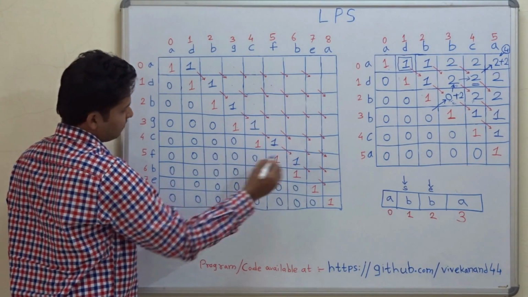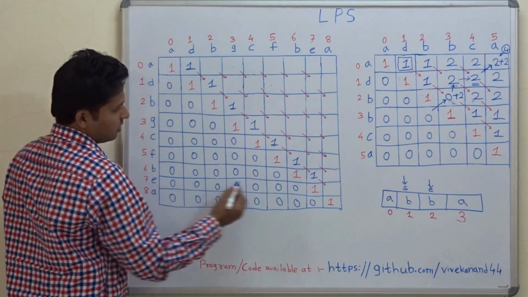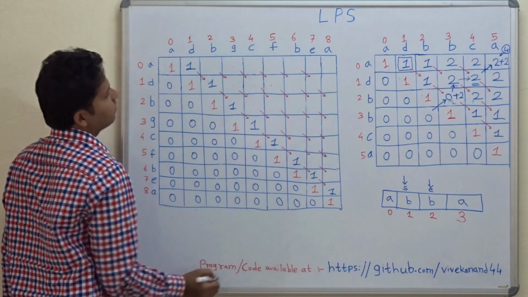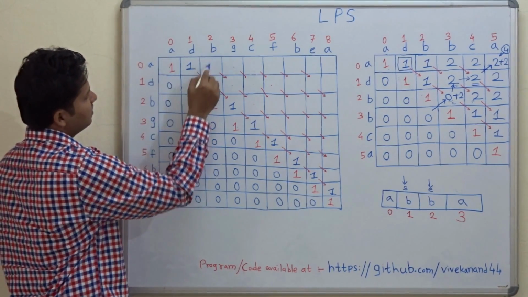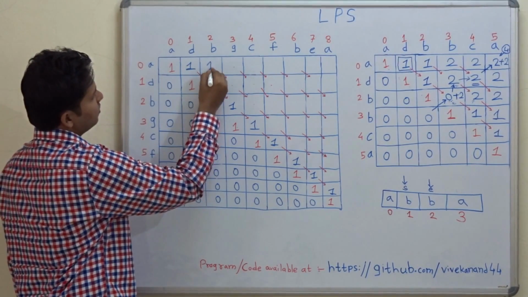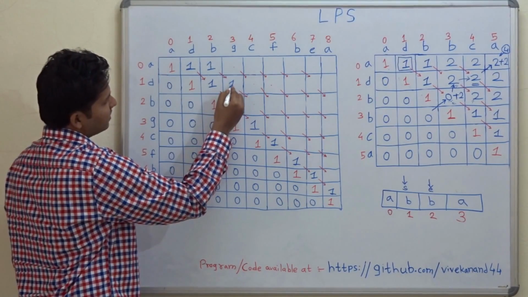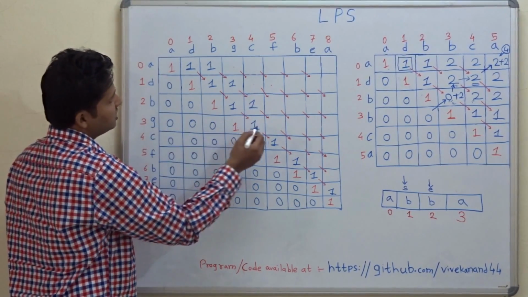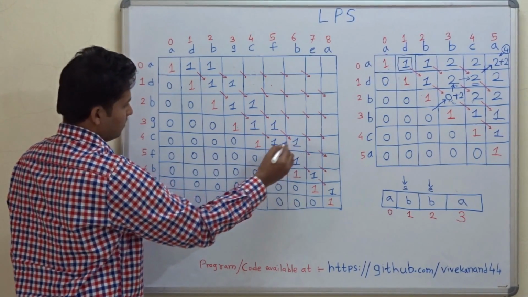FB is 1. BE is 1. EA, so the max of these two cells is 1. So let's move to the next diagonal. AB, so they don't match, so max. DG they don't match, so max of 1 and 1 is 1. BC it's 1. GF it's 1. CB 1.